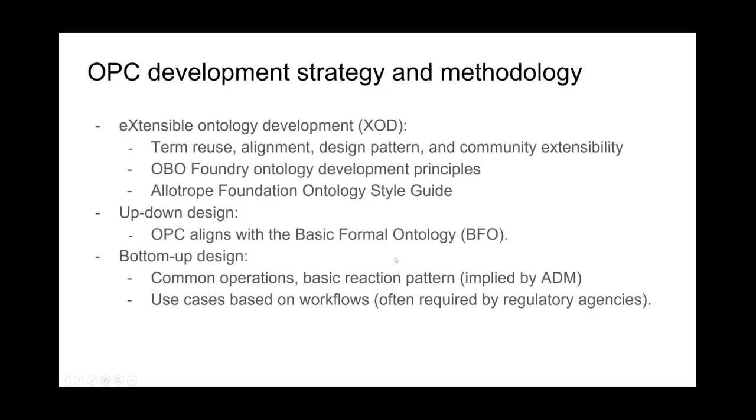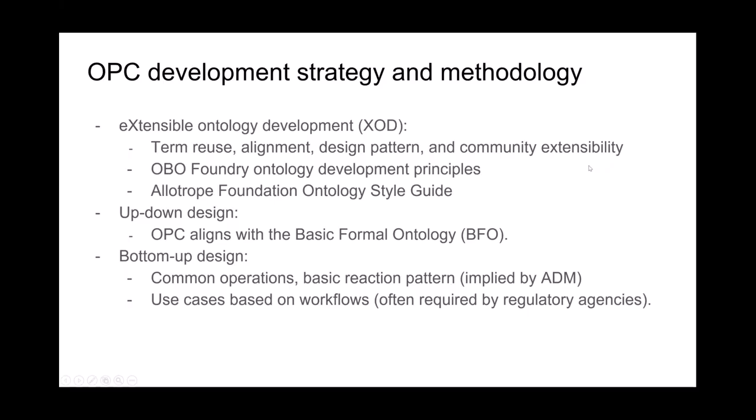And then the strategy we want to follow, we call it extensible ontology development strategy. So basically, it will include term reuse, alignment, and design patterns. So if the terms are already there from existing ontologies, we are going to import them, and all the terms together will be aligned together with the BFO. And then for new terms, we are going to design new design patterns, which will be consistent with the community, with AFO. And then we're going to use the design pattern to add new terms. And of course, the community extensibility is important.